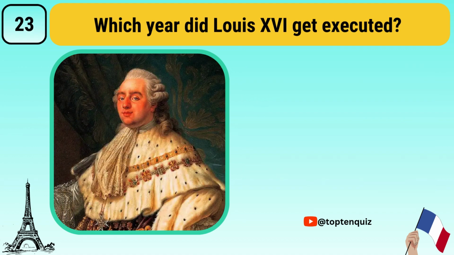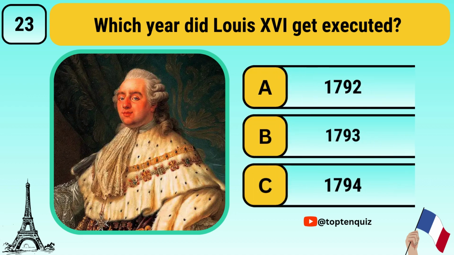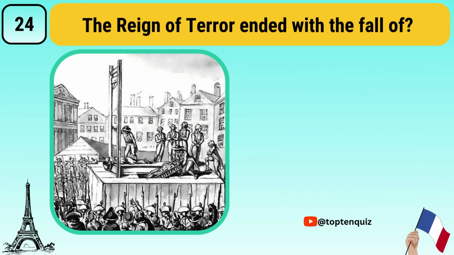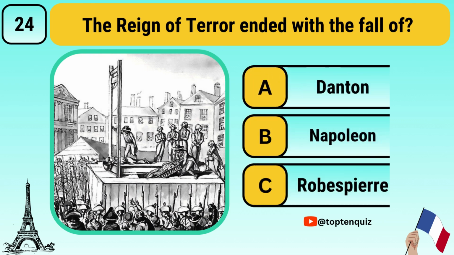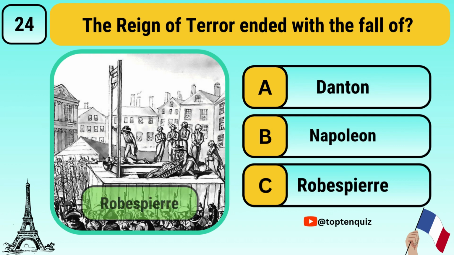Which year did Louis XVI get executed? 1792, 1793, 1794. 1793. The Reign of Terror ended with the fall of Danton, Napoleon, Robespierre. Robespierre.